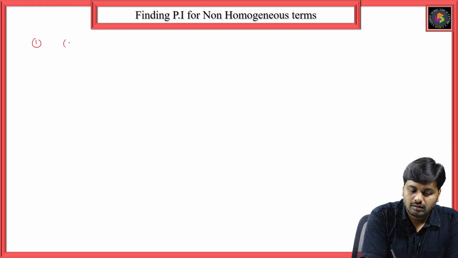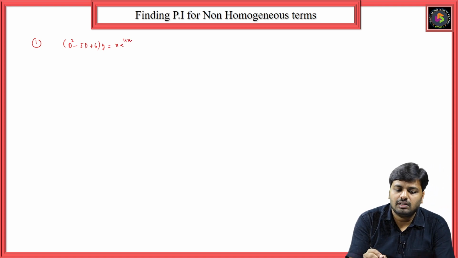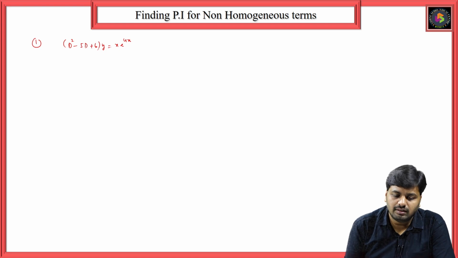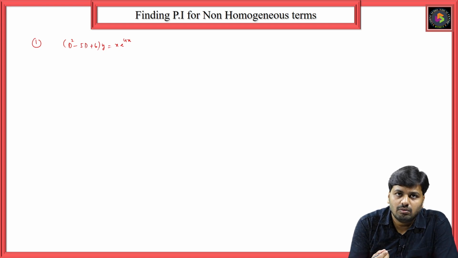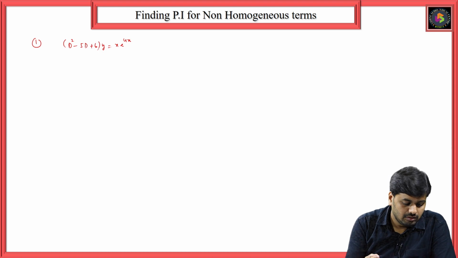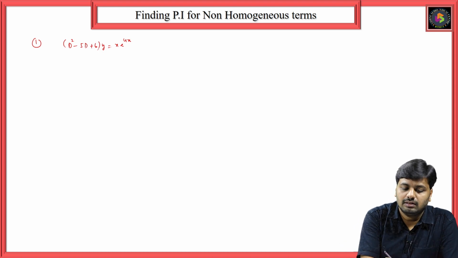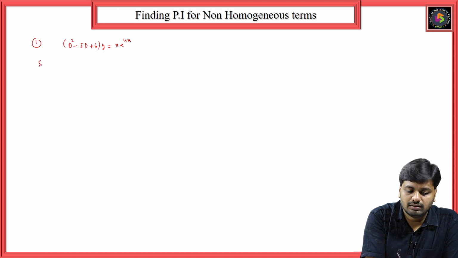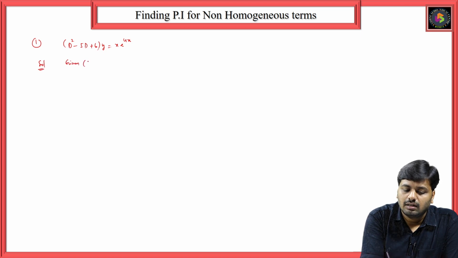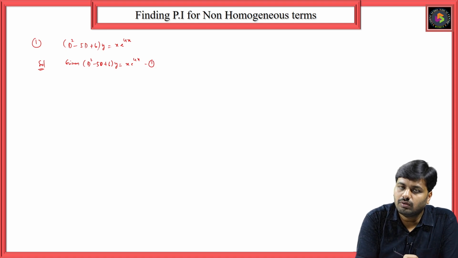The problem is (D square minus 5D plus 6) of y equal to x into e power 4x. This is actually an x power m into V of x method, but we don't know till now what the method of x power m into V of x is, so let us follow the previous method. Now we'll write the solution. The given equation is (D square minus 5D plus 6) of y equal to x into e power 4x. Let us consider this as equation 1.